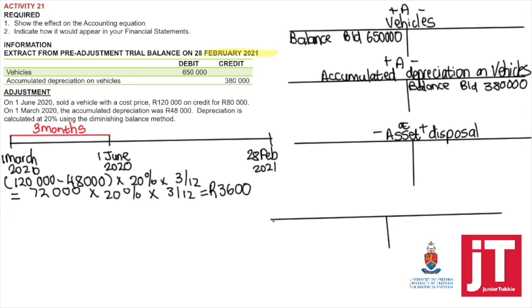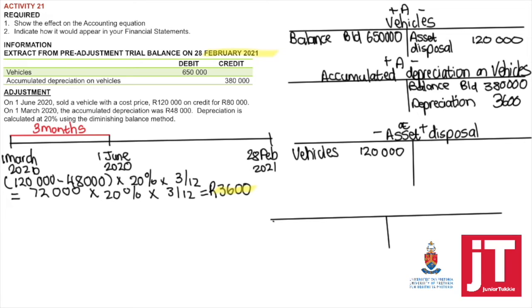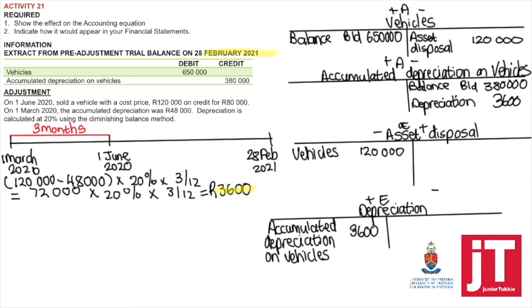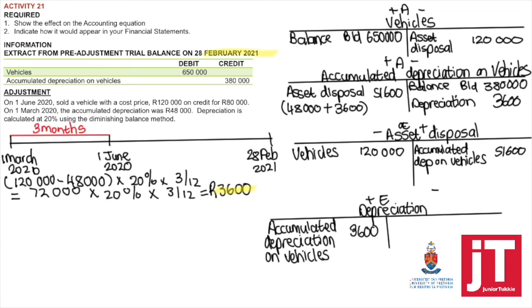Step number 1, take out the cost. Vehicles is credited, asset disposal is debited. Step number 2, update your depreciation. Accumulated depreciation on vehicles is credited, the depreciation account is debited. Step number 3, take out the total accumulated depreciation on the asset which we sold. That's the balance in the beginning plus the updated. So 48,000 plus 3,600, accumulated depreciation debited, asset disposal credited.